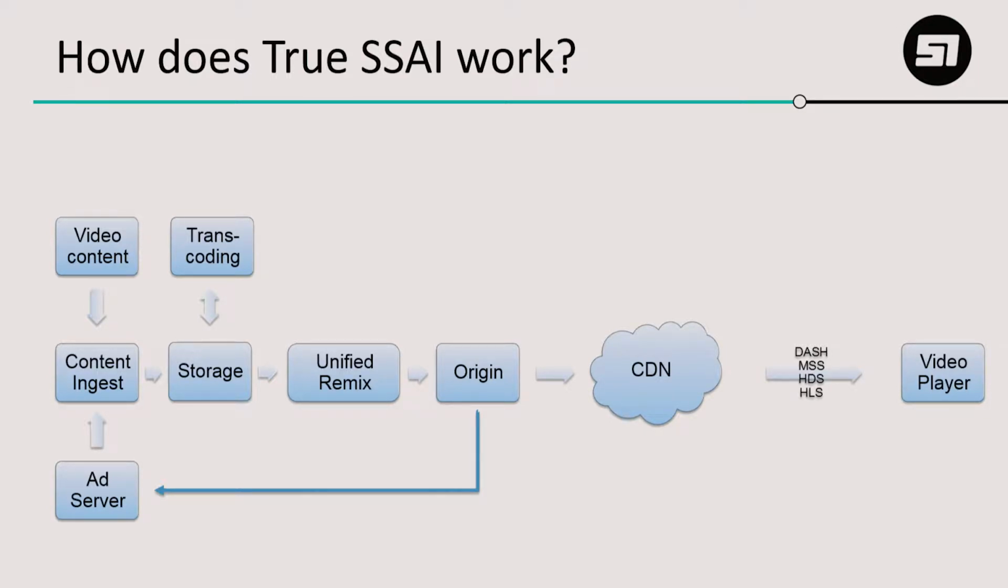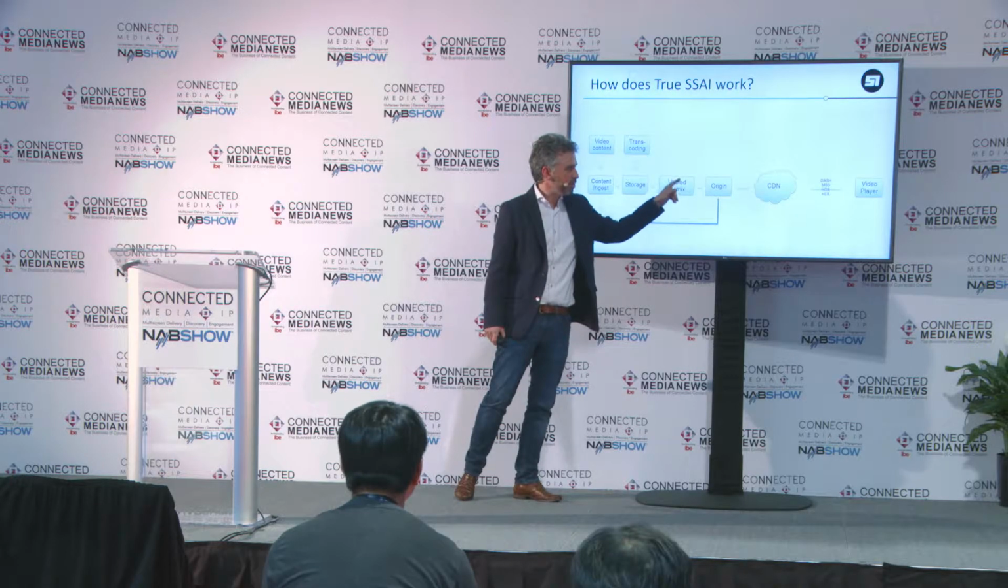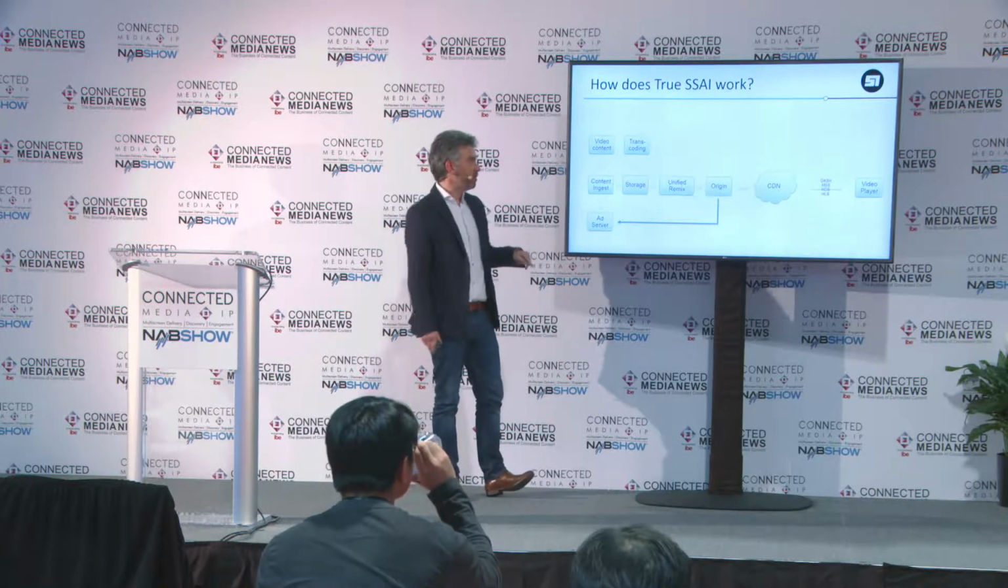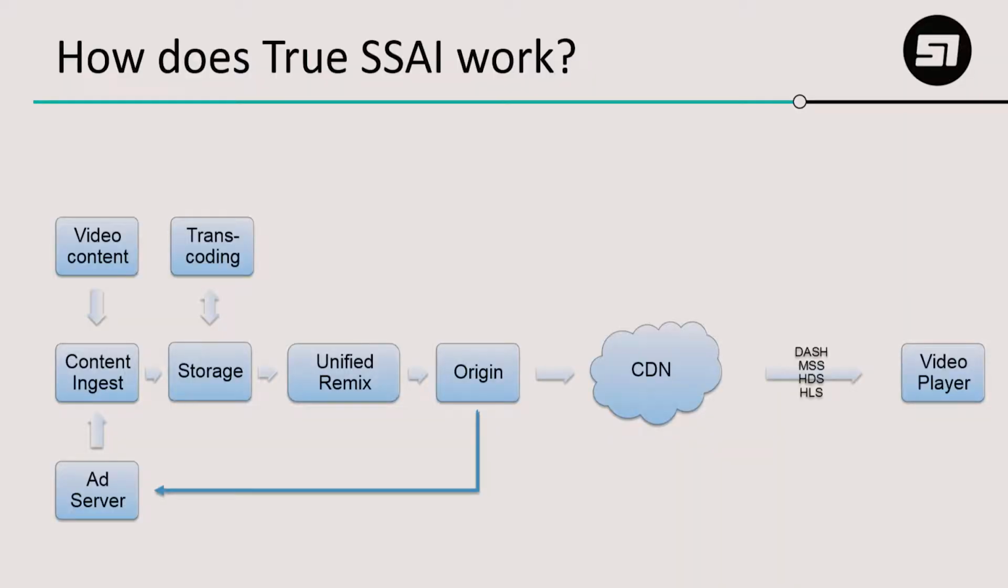It all starts with the origin. If a viewer starts watching a video, they'll do a request to the origin in order to get the manifest file, which contains everything that the user will be seeing. Server side, there will be a request to the ad server, and if the ad hasn't already been ingested into the system, then it's ingested, stored, transcoded, remixed, and then sent through the origin to the CDN and to the end user. And that is exactly the same workflow as for the actual video content that the user wants to see.